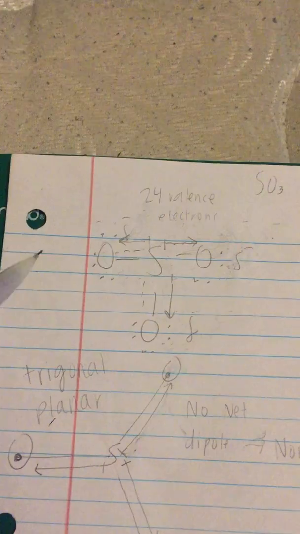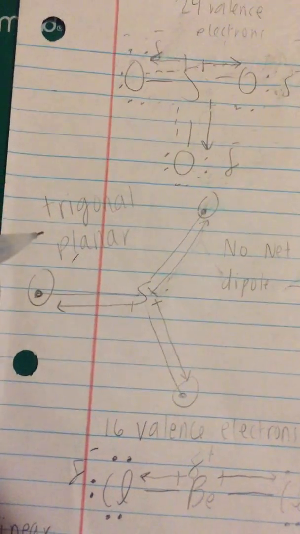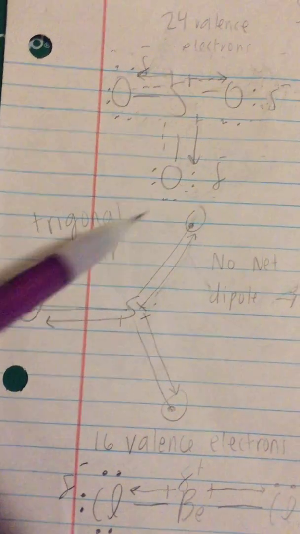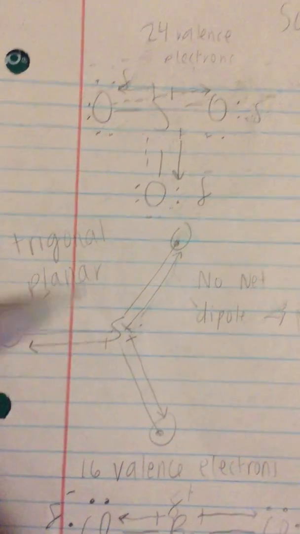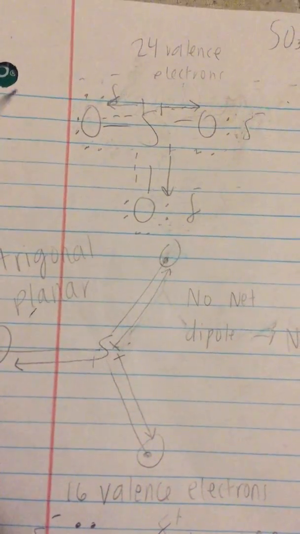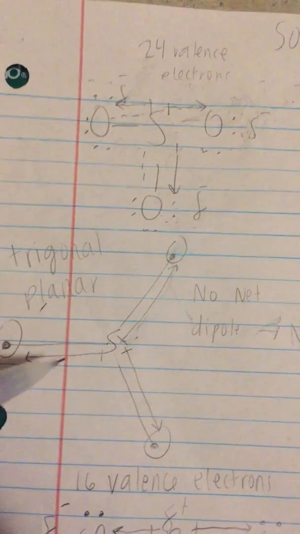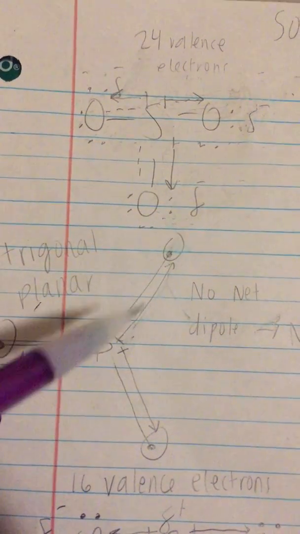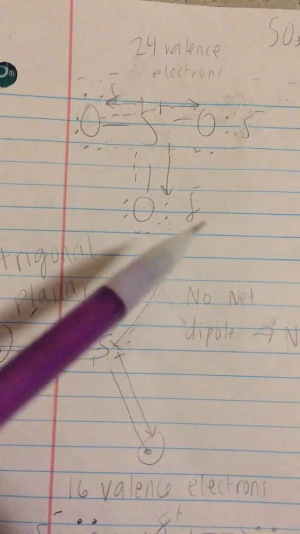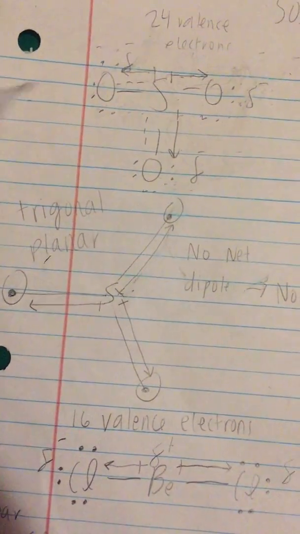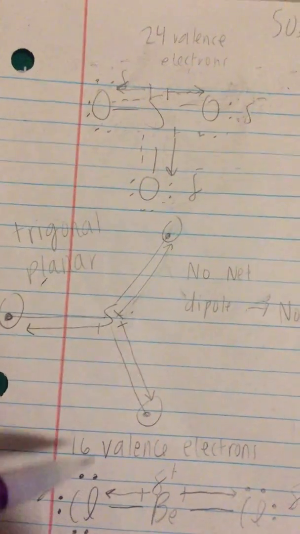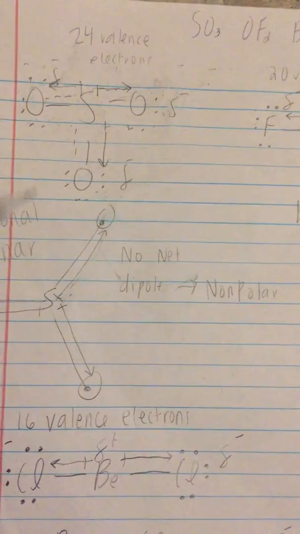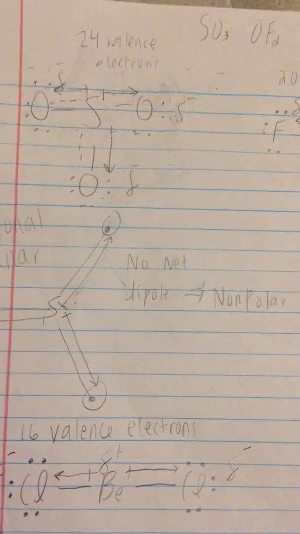The next step is to draw the molecular geometry. The molecular geometry of SO3 is trigonal planar, and all bonds are the same. The molecular dipoles are the same as the Lewis dot. Oxygen is still more electronegative than S, so positive S, negative O, and all bonds are the same, therefore there is no net dipole. And when there is no net dipole, the molecule is nonpolar.